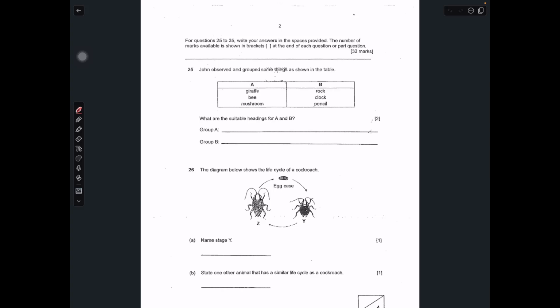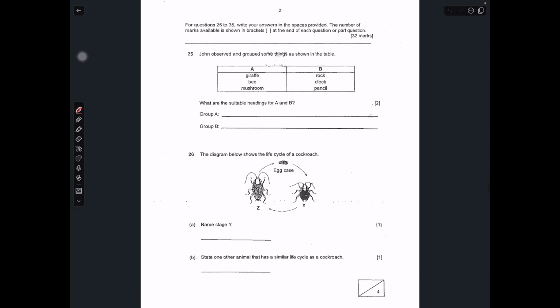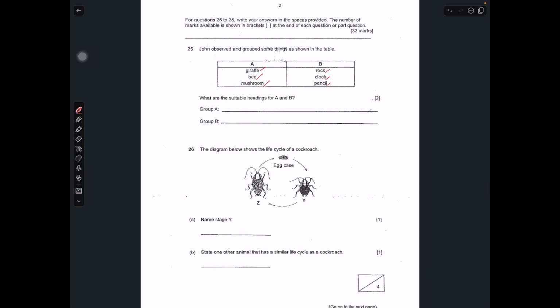The open-ended section, so there's 10 questions over here, so I'll go through this part. John observes and groups some things in the table below. We have A and we have B. Over here, A has giraffe and mushroom, then B has rock, clock, and pencil. The suitable heading for A will definitely be living things, while B will be non-living things.